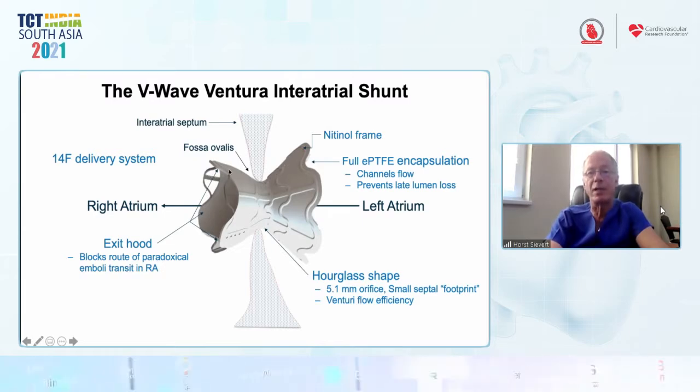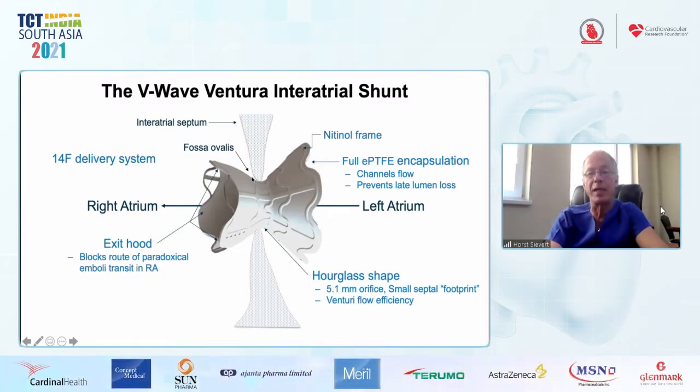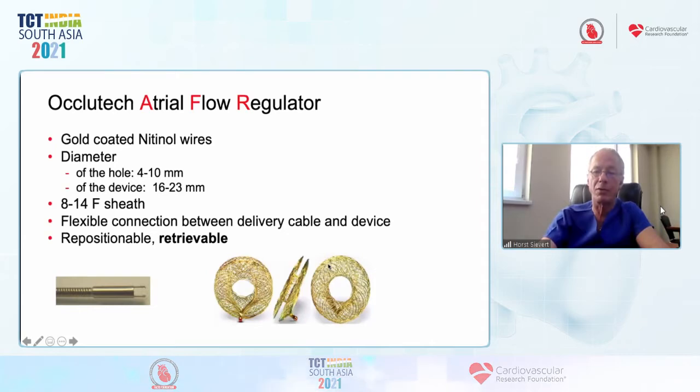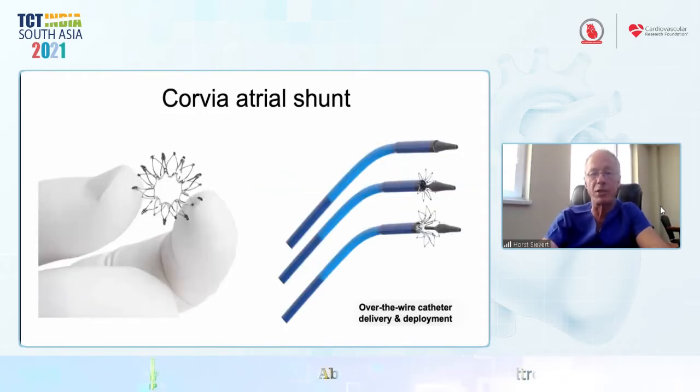They have a PTFE encapsulation of the entire device, which reduces the likelihood of tissue ingrowth, which could make the defect smaller over time. So this is the Corvia device, which is again inserted by transeptal puncture.